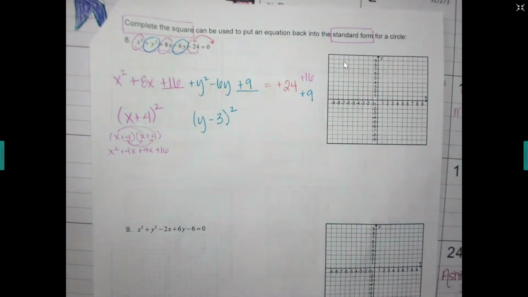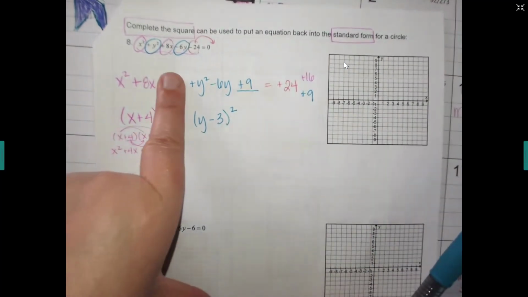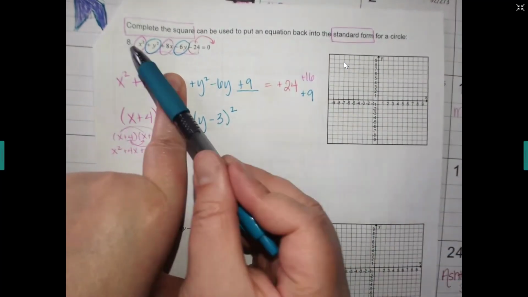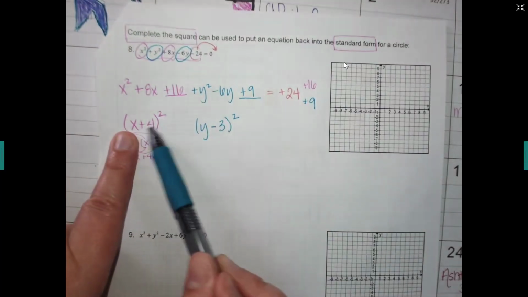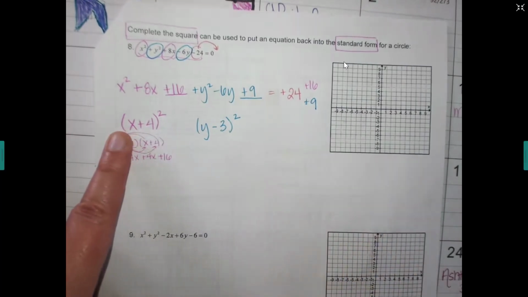Yes, sir. Why is that? Because if you're going to add it on one side to write it like this, you have to do it on the other side. You are simplifying it, but remember, this wasn't originally in the problem. There wasn't a plus 16 up here. So if we're adding that to write it this way, then we have to add it to the other side as well.